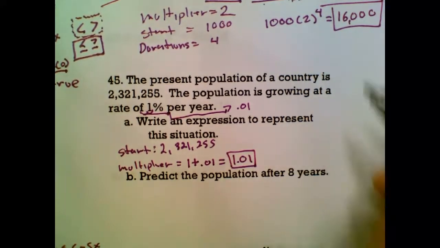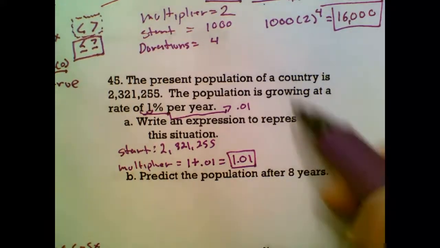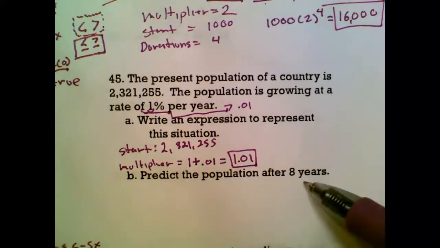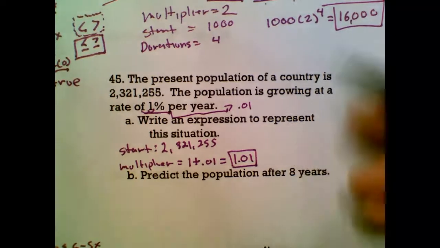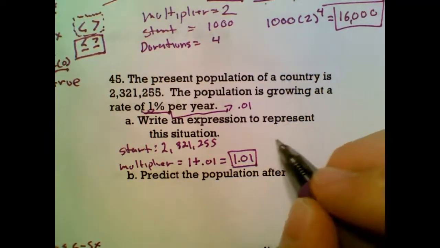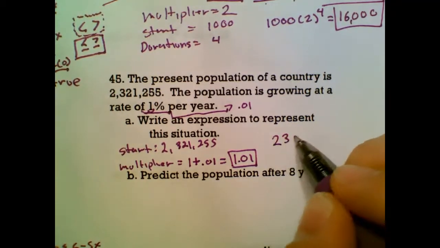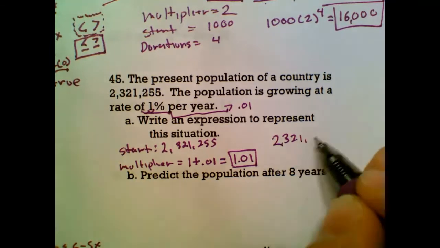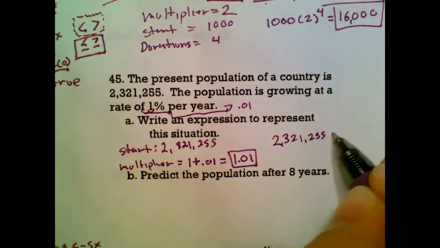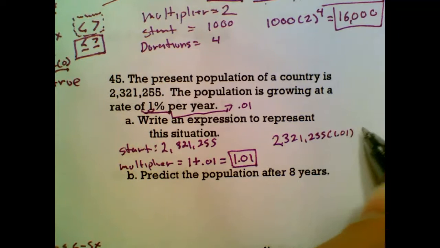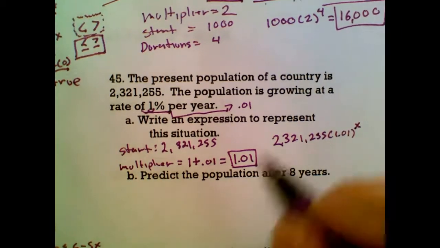And now the duration. Well, we don't know the duration in this situation. They're going to ask us over here. That's the unknown, the time. So our expression for this would be 2,321,255 times 1.01 to the unknown duration, which is x. And there's your expression.